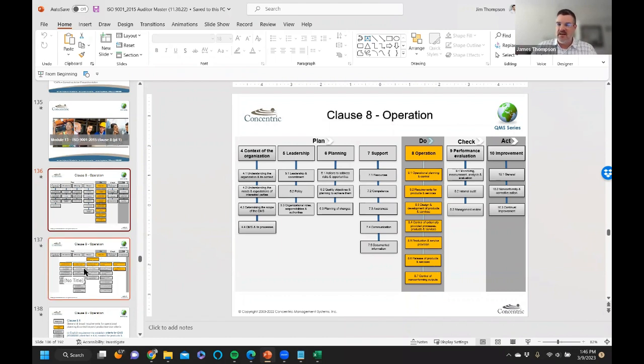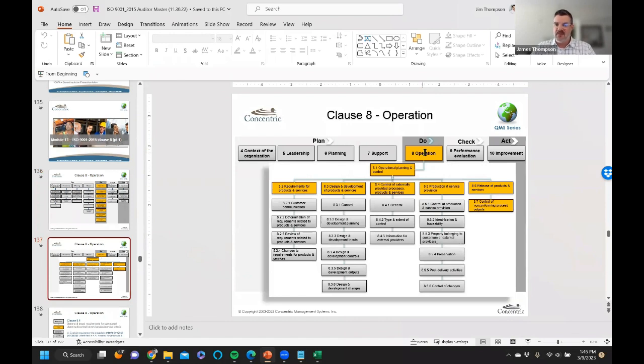Okay, you can see that if you get into the details of operations, you've got 8.1, which is operational planning and control requirements for the product and service. That's 8.2. 8.3, design and development of products and services. 8.4, control of externally provided processes, products, and services, also known as purchasing in past lives. And 8.5, this is production and service provision. And 8.6, release of products and services. And 8.7, control of non-conforming process outputs. Okay, let's jump right in.